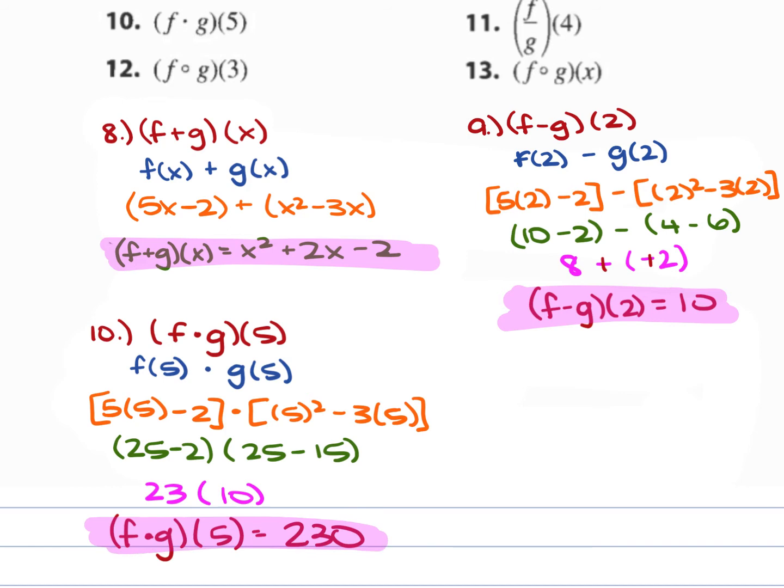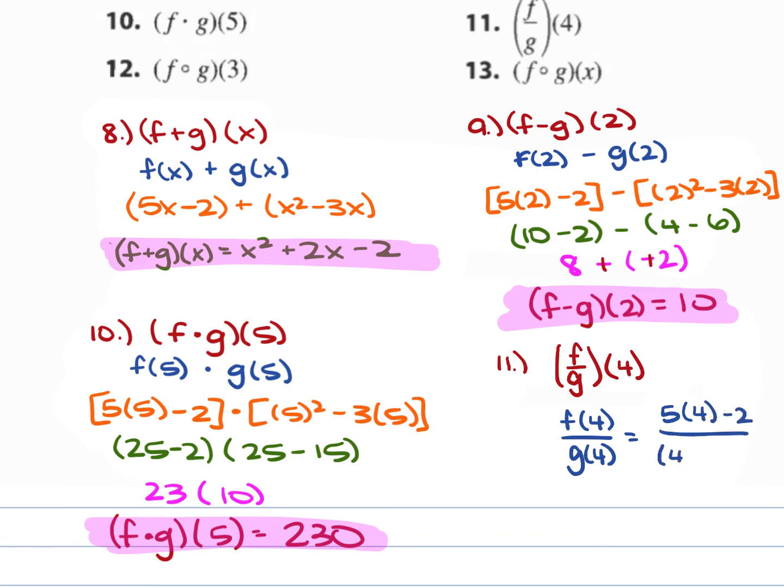For number 11, we are doing f divided by g of 4. So we can do f of 4 over g of 4. This is going to give us 5 times 4 minus 2 over 4 squared minus 3 times 4. The 5 times 4 is 20. The 4 squared is 16. The negative 3 times 4 is negative 12.